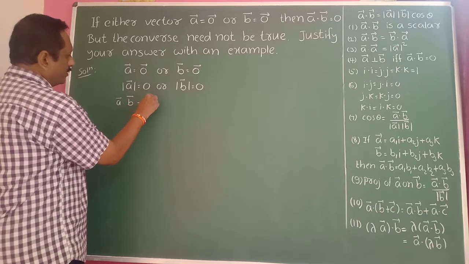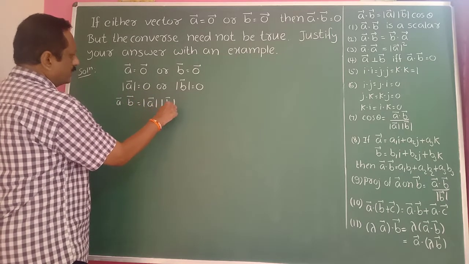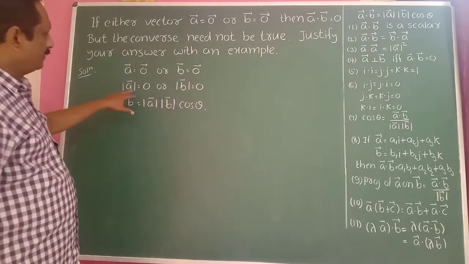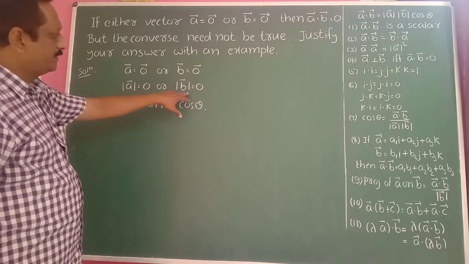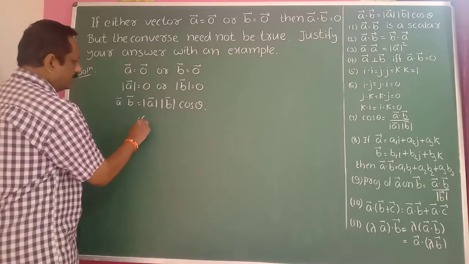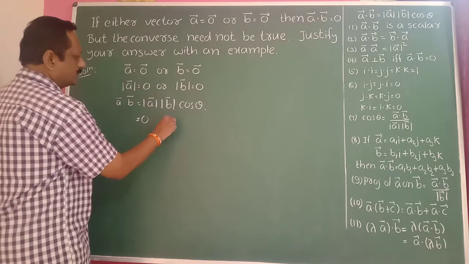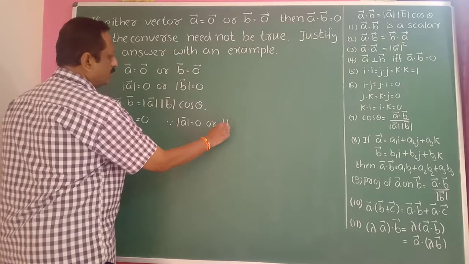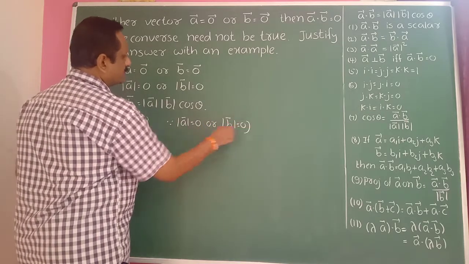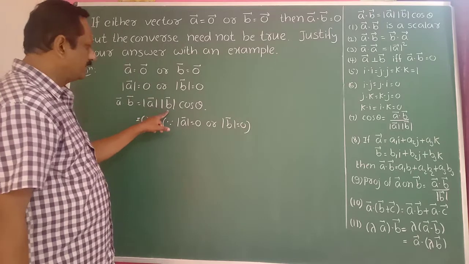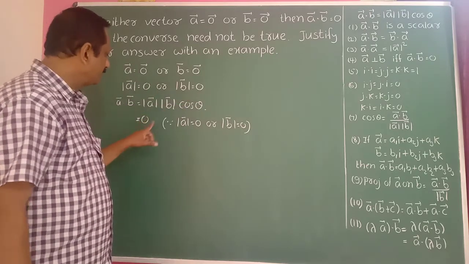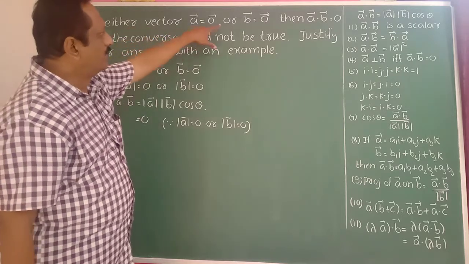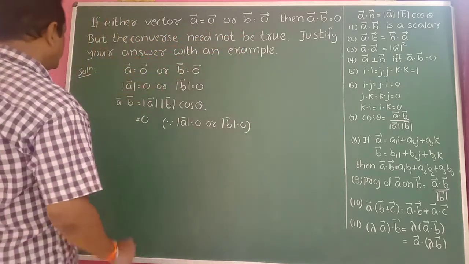is modulus of a bar into modulus of b bar into cos theta. But here the modulus of a bar is 0 or the modulus of b bar is 0, so obviously this becomes 0. If any one vector is a null vector, then its product becomes 0. Hence, if either vector a bar is a null vector or b bar is a null vector, then a bar dot b bar is 0.